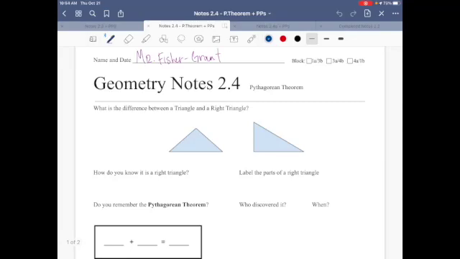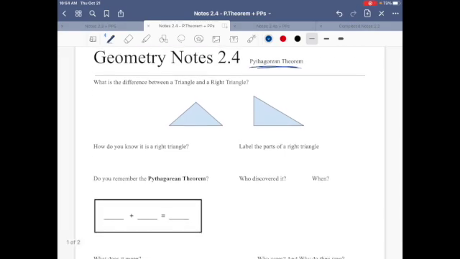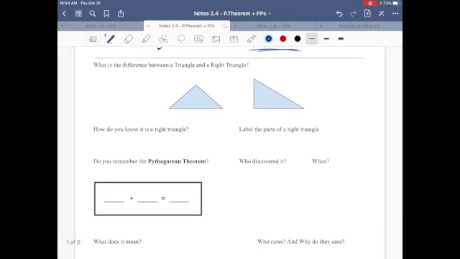All right, so welcome to Geometry Notes 2.4. We're going to be talking about the Pythagorean theorem. So let's start with the triangles. What is the difference between a triangle and a right triangle? The difference is that a right triangle contains a right angle. And a right angle, of course, is a 90-degree angle that goes straight up and down.